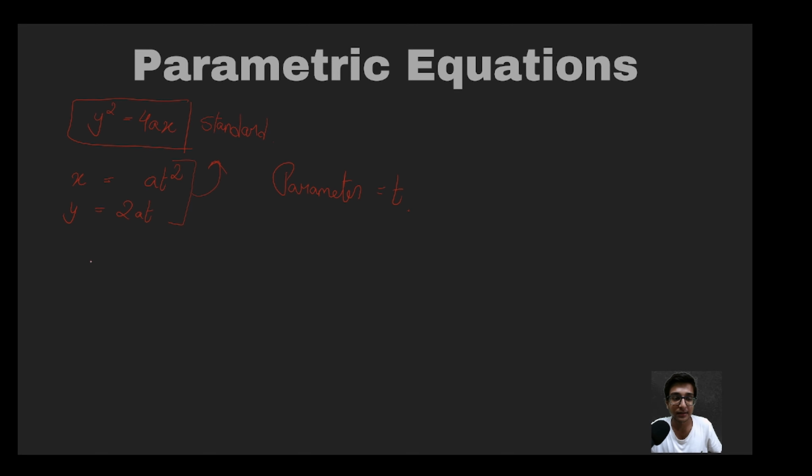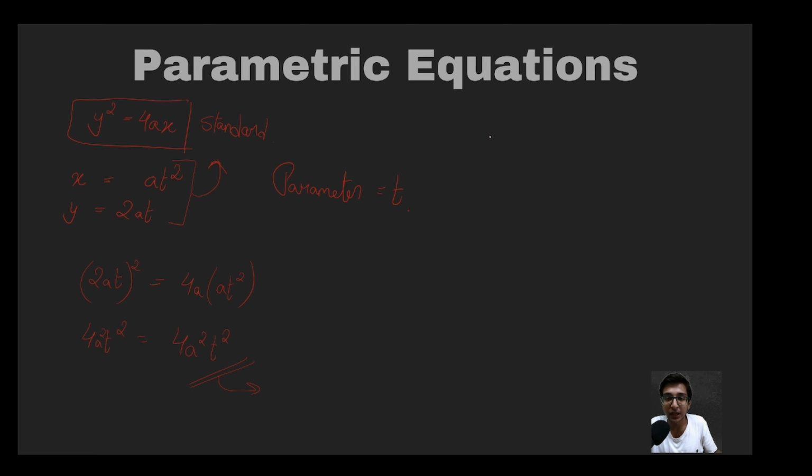Let's just replace the values of x and y in this equation. So what would we get? (2at) whole square would be equal to 4a into x, which is at square. If I open this up, this becomes 4a square t square, and this becomes 4a square t square. Thus, this parameter at least justifies this entire equation.